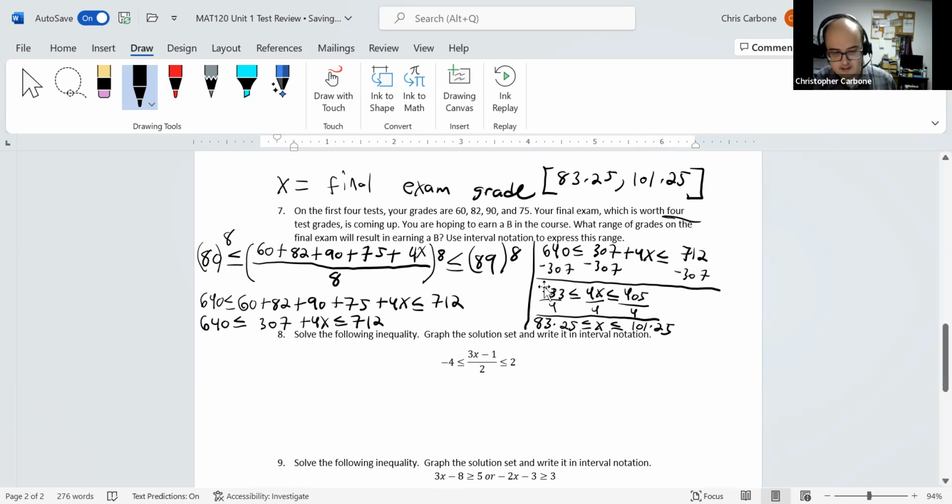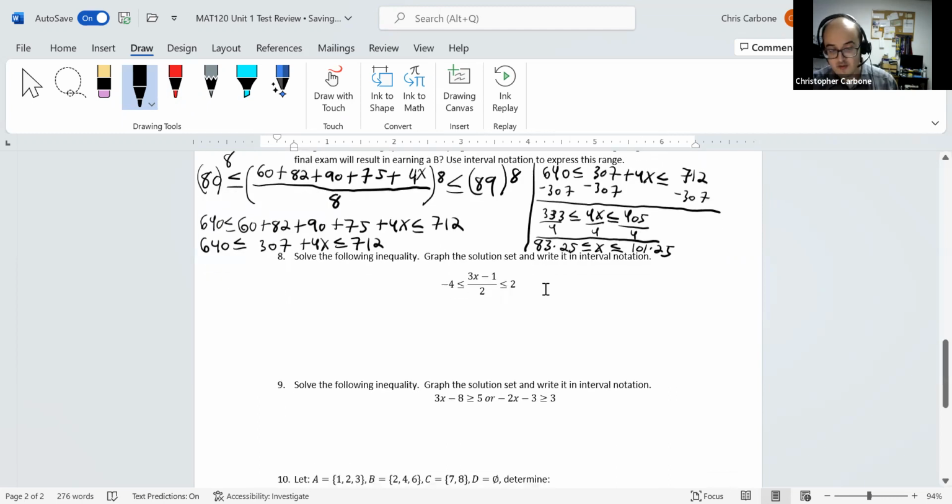Question number 8. Solve the inequality, graph the solution set, and write it in interval notation. -4 is less than or equal to (3x minus 1) divided by 2, which is less than or equal to 2. We are going to multiply by 2 on all 3 of these sides. So we get -8 is less than or equal to 3x minus 1, which is less than or equal to 4. So we are going to add 1 on all 3 of these sides.